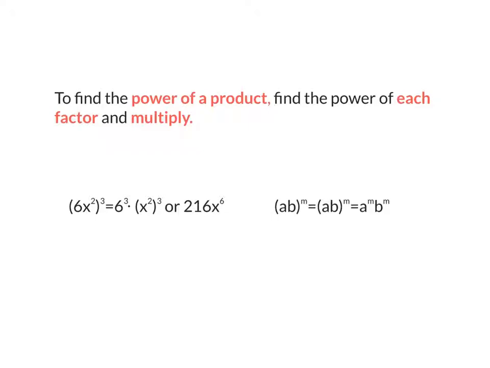To find the power of a product, find the power of each factor and multiply. In order to solve, we're going to have to distribute the exponent, which is 3, to the 6 and to the x. So it'll be 6 to the power of 3 times x squared raised to the power of 3, or 216x to the power of 6. We can do the same thing with variables.